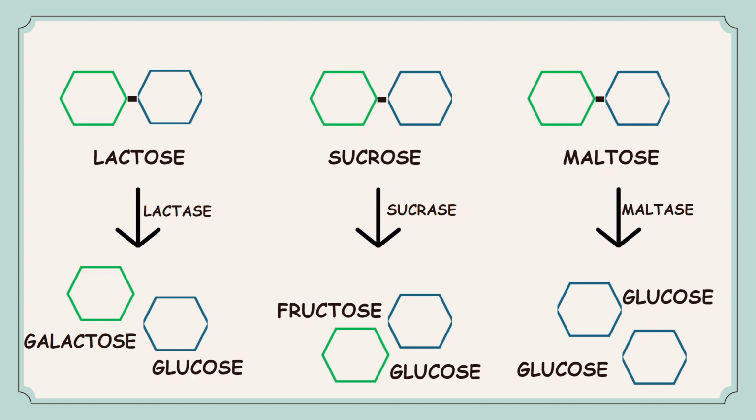The beta 1-4 glycosidic bond found in lactose, on the other hand, forms a bond between carbons 1 and 4 of galactose and glucose. But this time, the molecules are stacked one above the other. Last but not least, sucrose contains an alpha 1-2 glycosidic bond which binds carbons 1 and 2 of glucose and fructose.